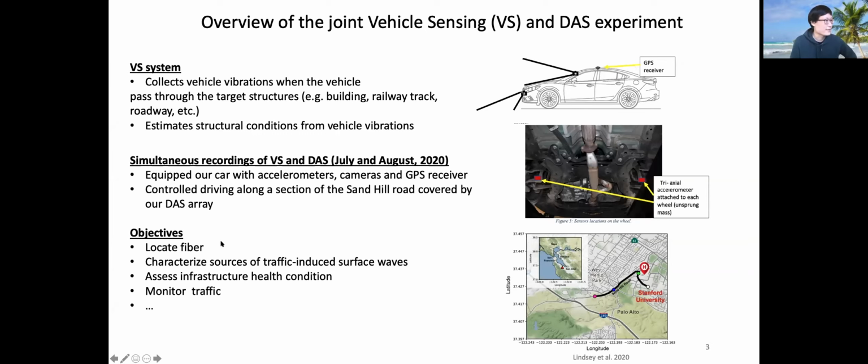The objectives of this experiment are, first, to locate the fiber. We have the GPS of the car, and this can help us locate channels and fiber. Second, we know the car's vertical acceleration, or vibration, because we have sensors attached to the car, and this can help us understand the sources of traffic-induced surface waves recorded by our DAS array.